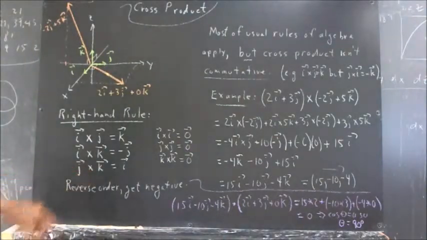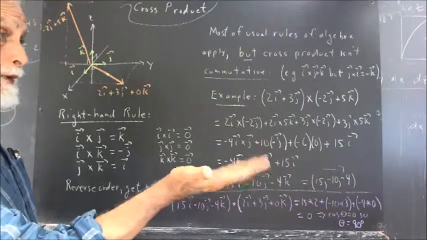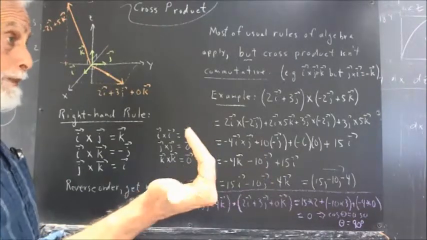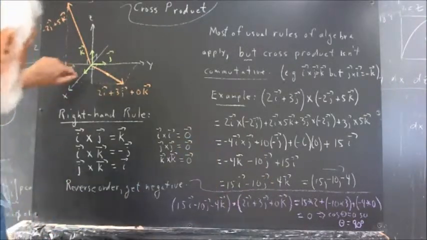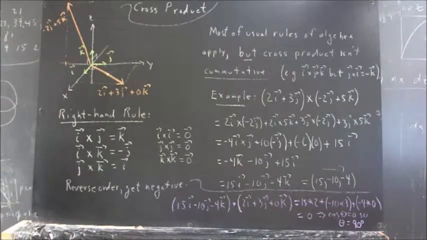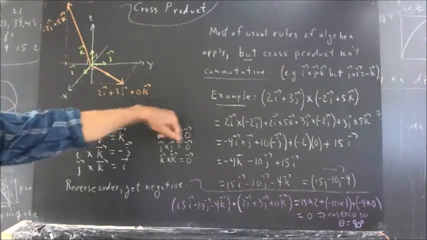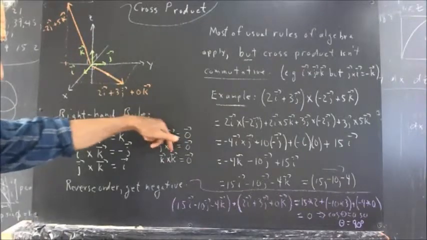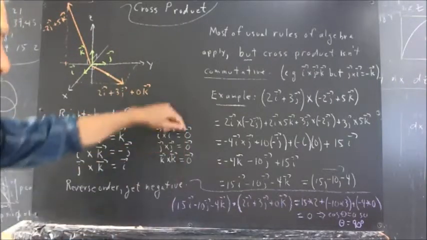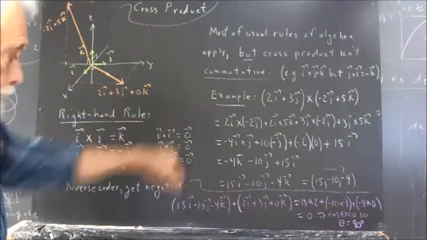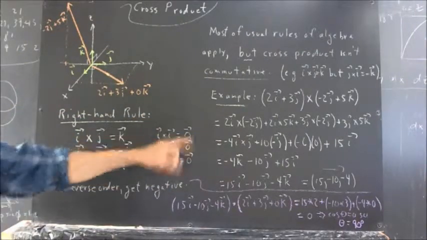Similarly, j cross k. Okay, j is here. We turn toward the k vector, our thumb points in the positive X direction, in the direction of the i vector. We also define i cross i to be 0, j cross j to be 0, k cross k to be the 0 vector. These are not 0, they're the 0 vector. That's why they have arrows over them.